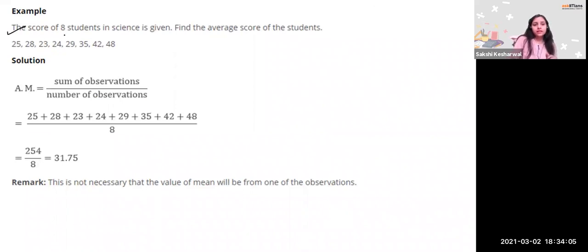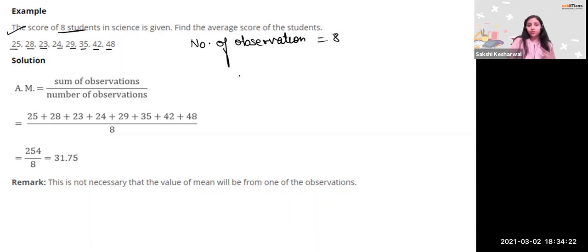What is the question? It says the scores of 8 students. 8 is the number of observations. So the number of observations is how much, beta? It is 8. Now find the average of the scores of the students getting this much mark. It's already written over here: the sum of the observations upon the number of observations.